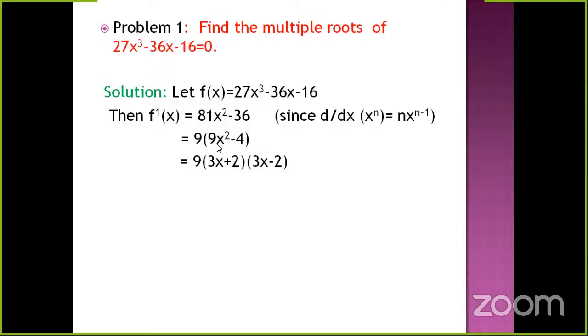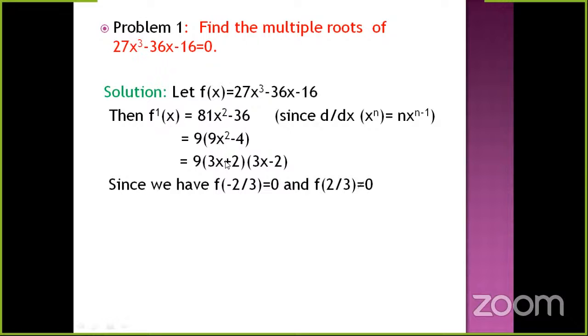So see here, this 9x square minus 4 can be written as 3x whole square minus 2 square. So using the a square minus b square formula, it can be written as 9 into 3x plus 2 into 3x minus 2. So clearly, if I substitute x equal to minus 2 by 3 here, this factor will become 0 and f dash of x will become 0. That means x equal to minus 2 by 3 is a root of f dash of x. Similarly, if I substitute x equal to 2 by 3 here, again it will become 0. So 0 into anything is 0. Once again, f dash of x is equal to 0.